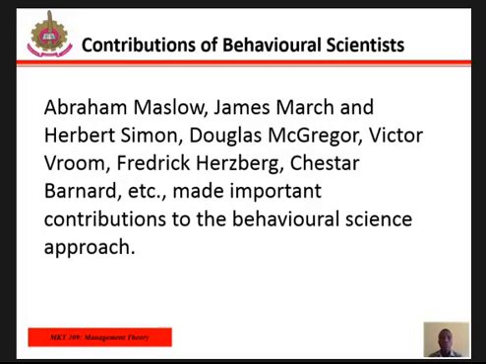Contributions of behavioral scientists: Abraham Maslow, James March, Herbert Simon, Douglas McGregor, Victor Vroom, Frederick Herzberg, Chester Barnard, etc. made important contributions to the behavioral science approach. Abraham Maslow's hierarchy of needs theory states that human beings have many needs. Some are lower level needs like physiological needs, safety and security needs, and social needs. These needs must be satisfied first. The higher level needs are ego needs and self-actualization needs. These needs are satisfied after satisfying lower level needs.